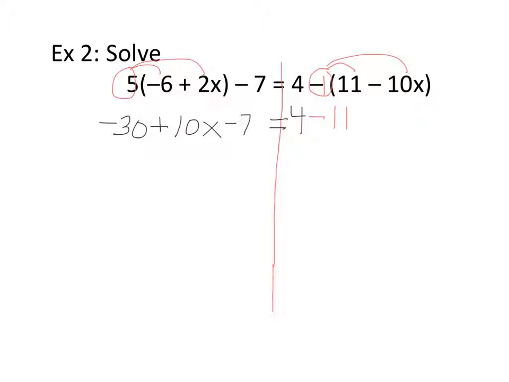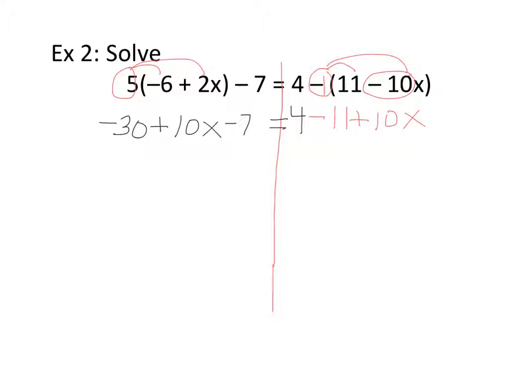Now, this next part is the tricky part. A negative 1 times a negative 10x here is a positive 10x because a negative times a negative is a positive. So really watch your signs.